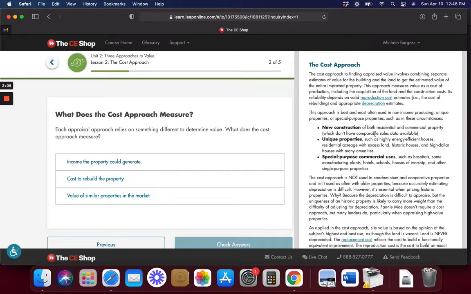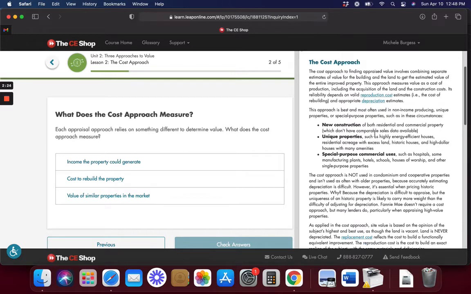New construction is obvious. Unique is like high energy efficient, high dollar, historic houses, excess land, residential acreage, maybe farmland. Special purpose is nonprofits, manufacturing plants, hotels, schools, houses of worship, hospitals.